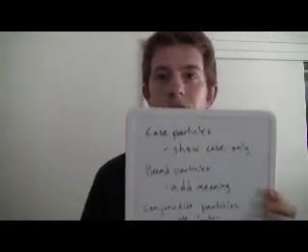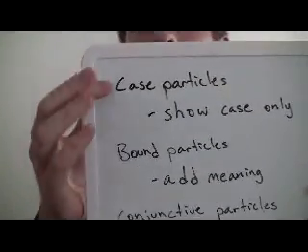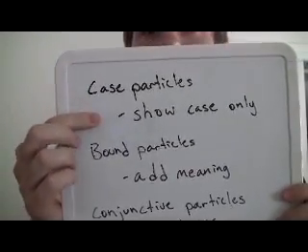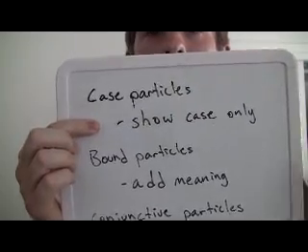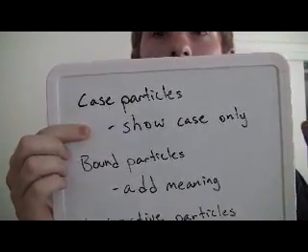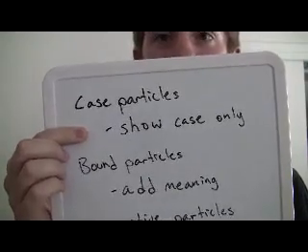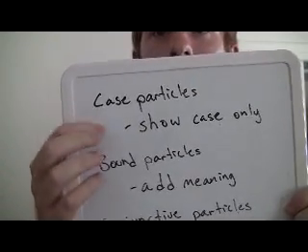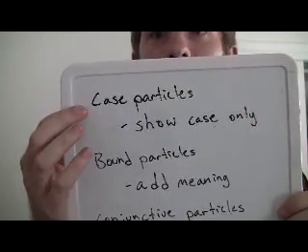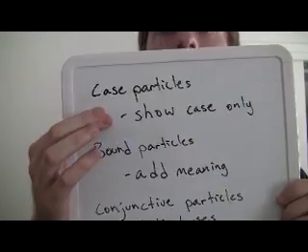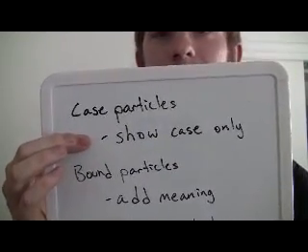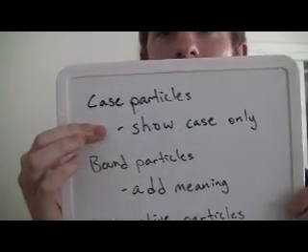You have case particles. Basically what they do is show case only. That's the only function they have. What case basically shows is the function of a word in the sentence. So case particles show how a word works in a sentence. For example, ga is a case particle. If ga is attached to a word, it shows the case of that word, that the word is the subject of the sentence. That's all it's doing, showing its function in the sentence.